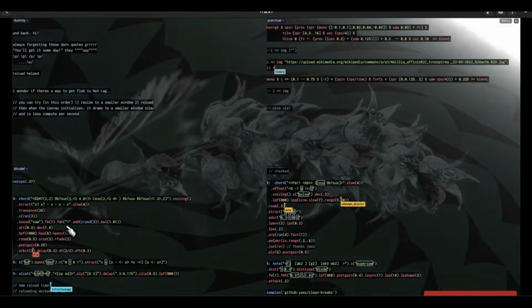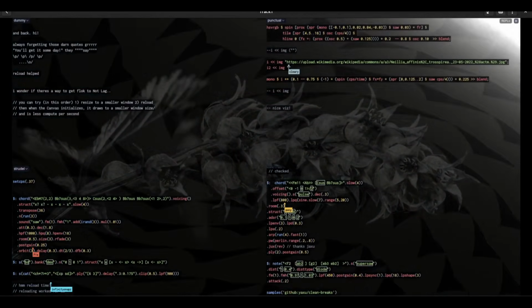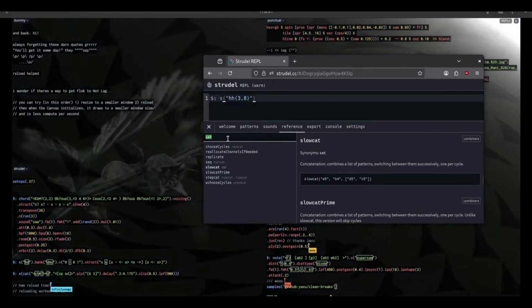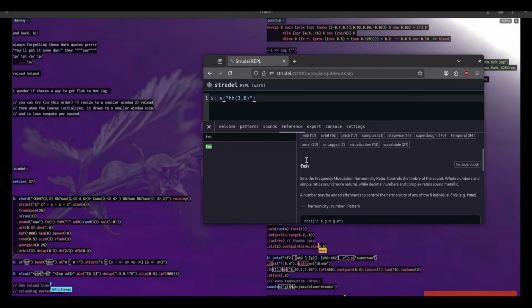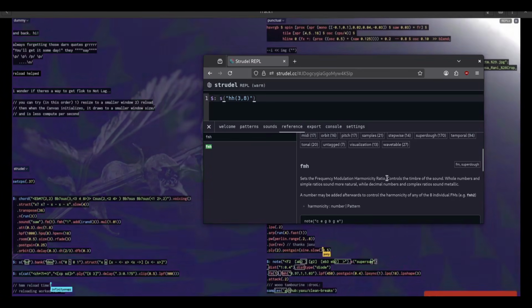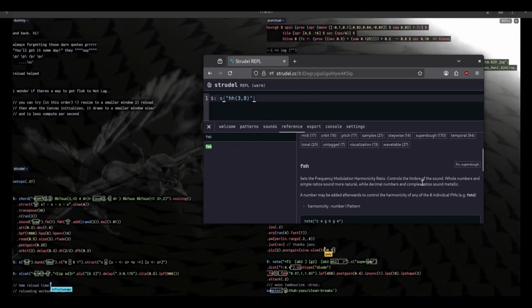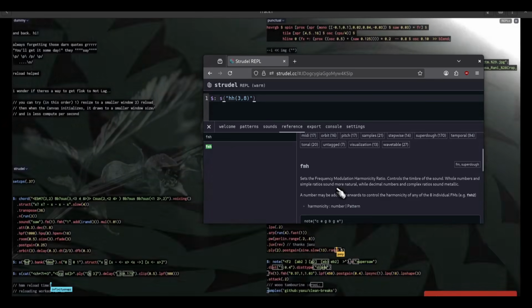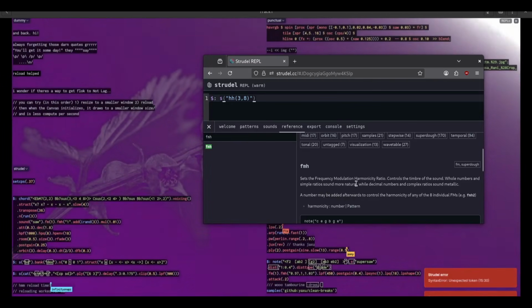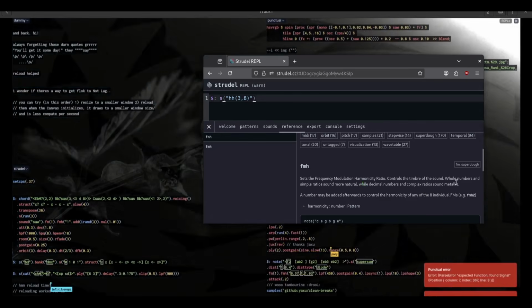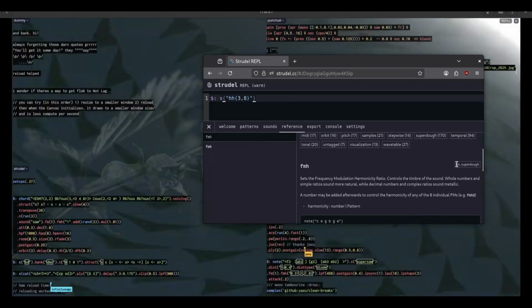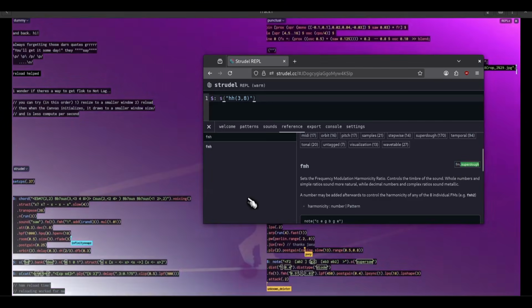Okay, returning to the FM harmonics, we first pull up the docs so we can be on the same page about that. Here it is. FMH sets the frequency modulation harmonicity ratio, controls the timbre of the sound. Whole numbers and simple ratios sound more natural, while decimal numbers and complex ratios sound metallic. It has tags FM and SuperDirt.